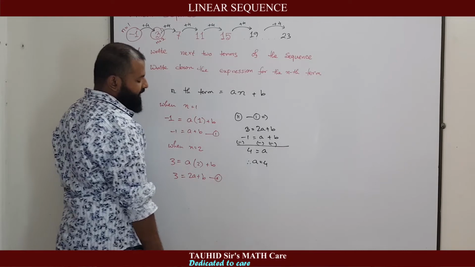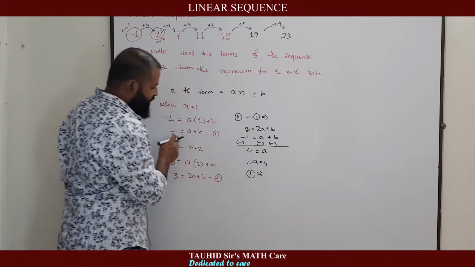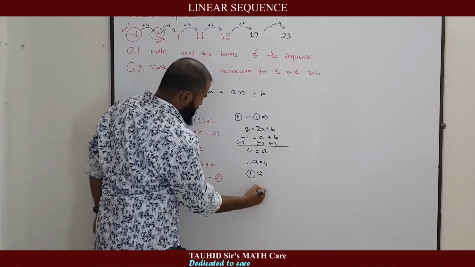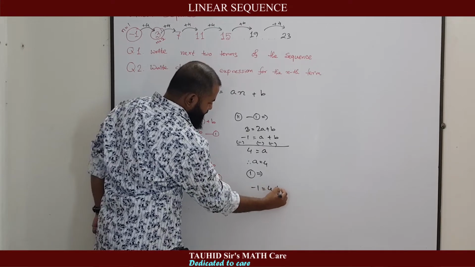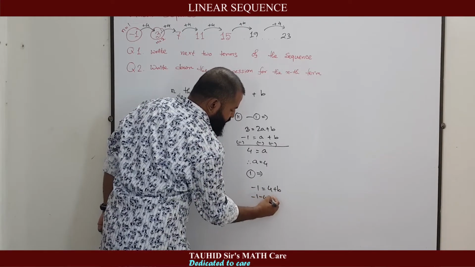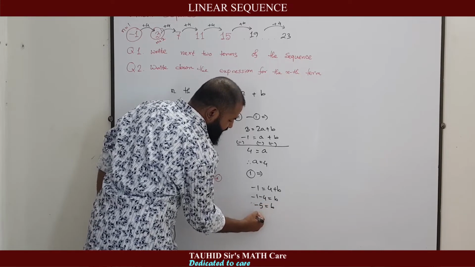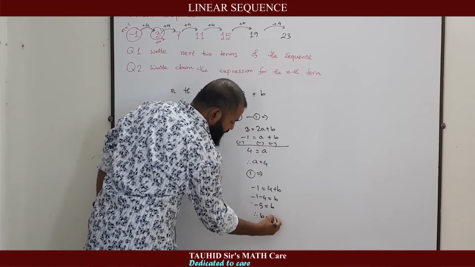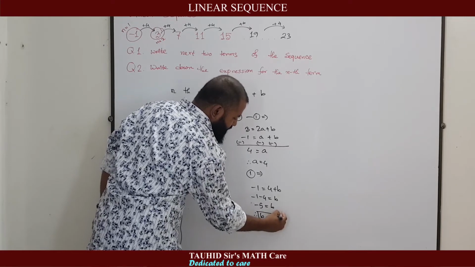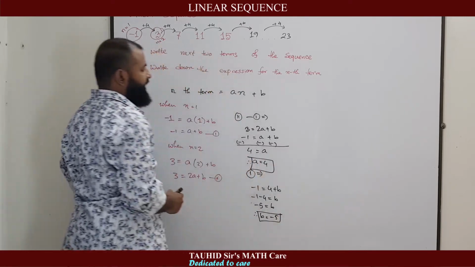And what about b? Put the value of a in equation 1. -1 equals 4 plus b. -1 minus 4 equals b, that means -5 equals b. Therefore, b equals -5. We got the values of a and b.